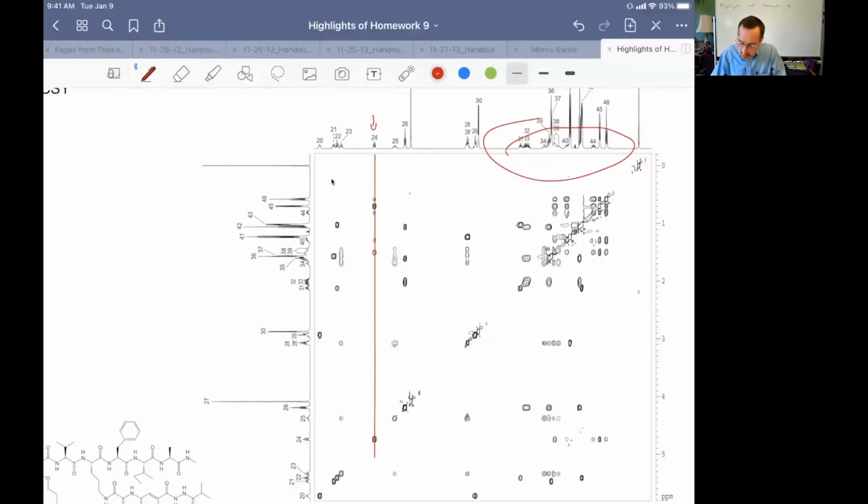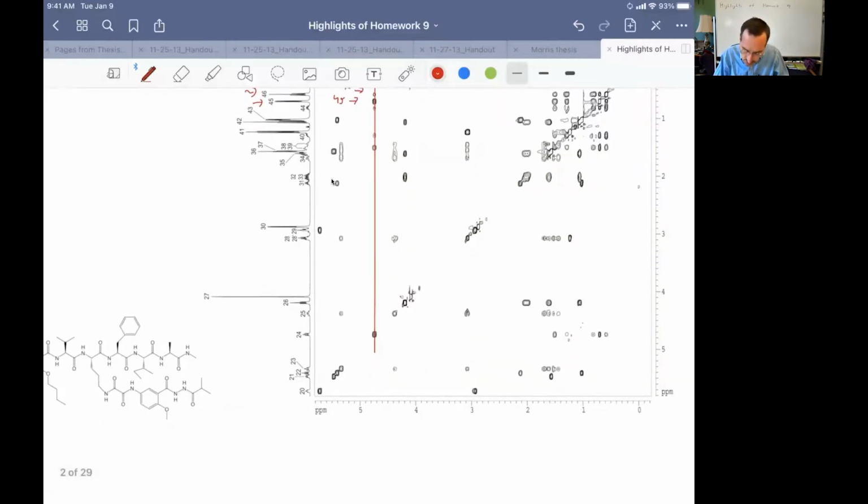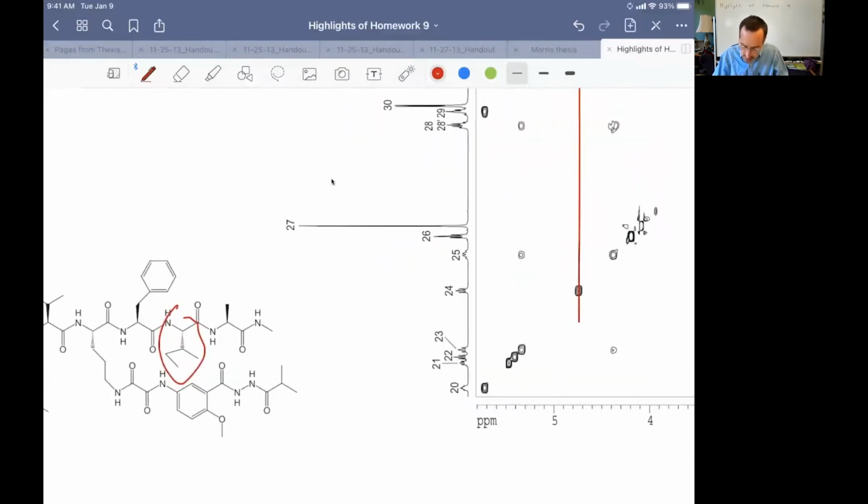And immediately we notice a couple of these cross peaks, so I've numbered all the resonances. For example, here we have a cross peak with resonance 40, this one is 46, and this is 45. Immediately we notice on these resonances, we've got a methyl, 3 hydrogens, we've got a triplet and a doublet. So immediately we know that this is the isoleucine reference resonance.